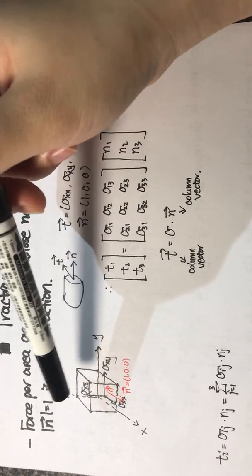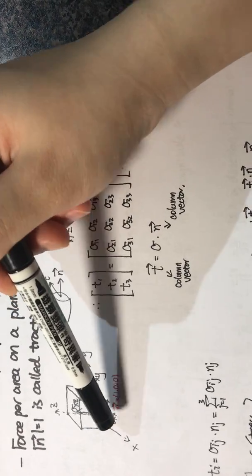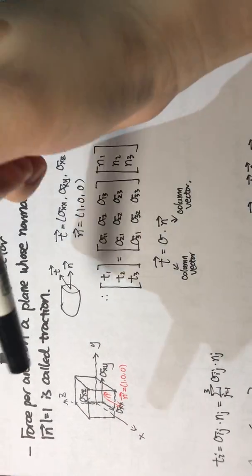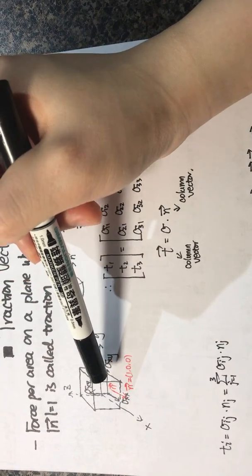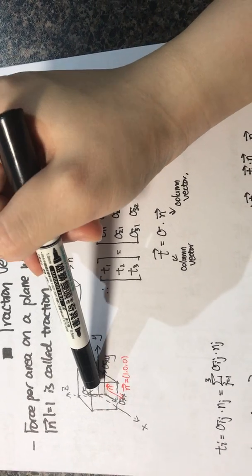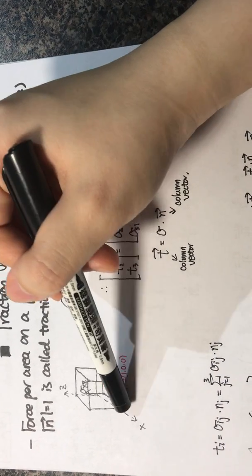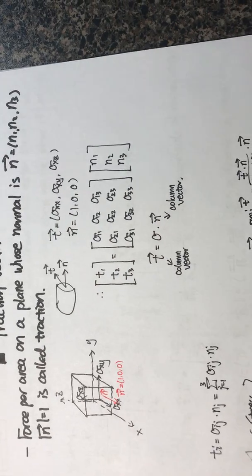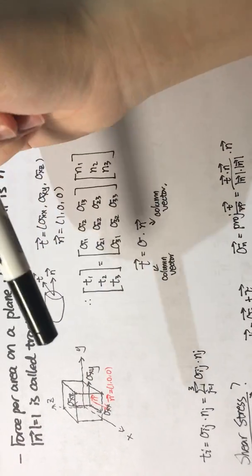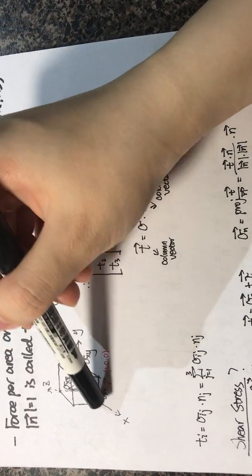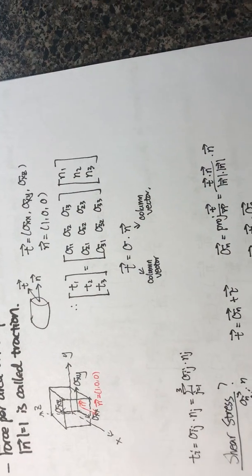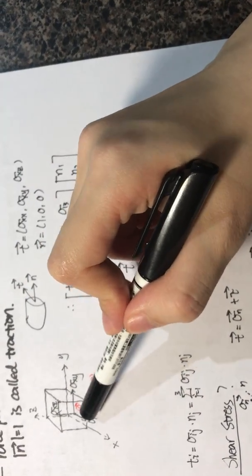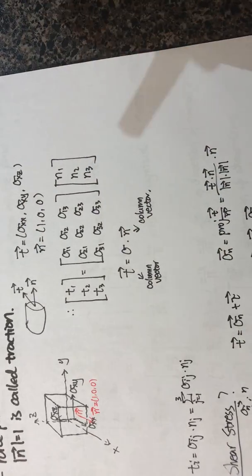And as we can see from this 3D body, on this face there are three stresses: sigma xx, sigma xy, sigma xz. The first letter denotes the normal of the face along the x-axis here, and the second letter denotes the direction of the force, which is x, y, and z. Also, the normal of this face is 1, 0, 0.